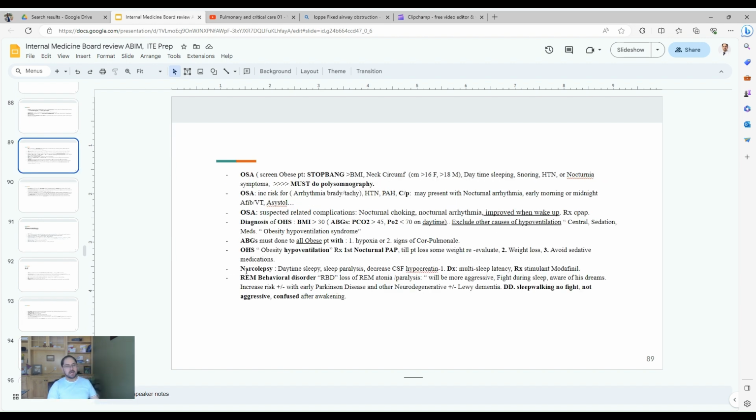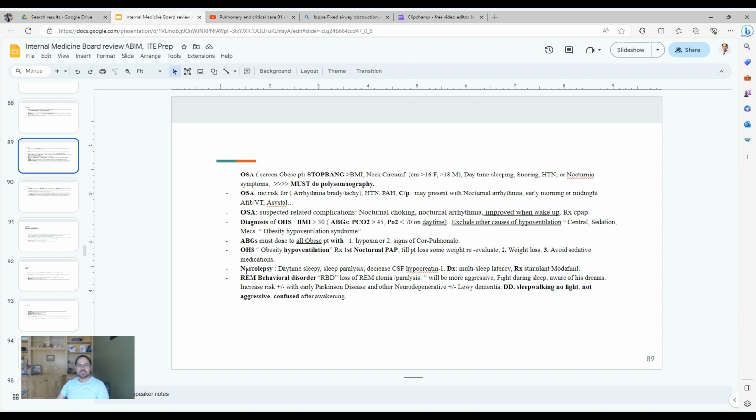Obstructive sleep apnea, apnea-hypopnea syndrome and obesity hypoventilation syndrome are common in the test. Know the diagnosis, the treatment, the symptoms, the signs, nocturnal problems, arrhythmias, complications, untreated hypertension, and very high pulmonary hypertension. Then you need to suspect obstructive sleep apnea.